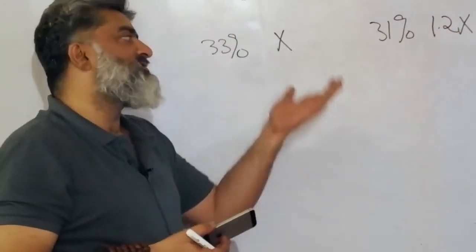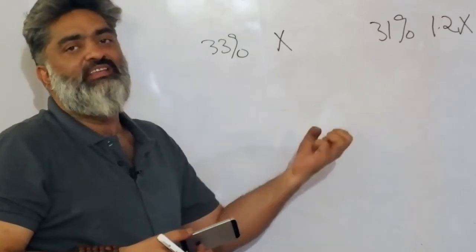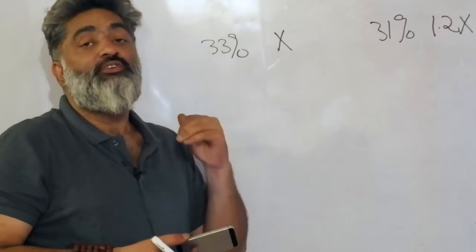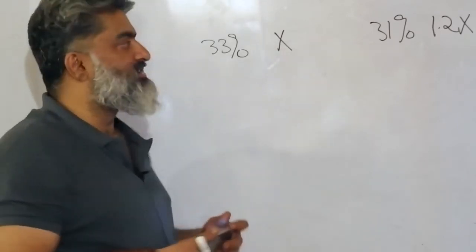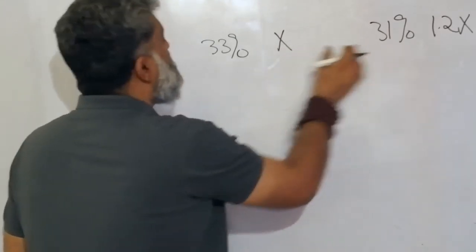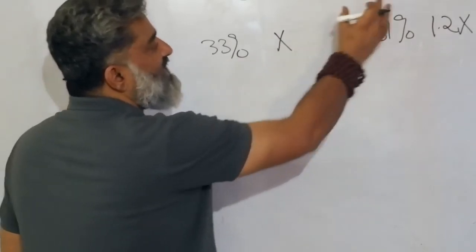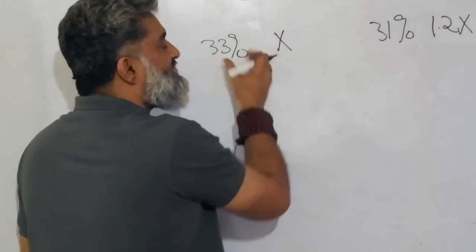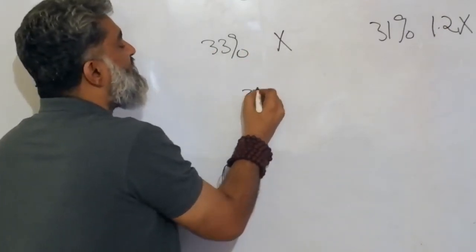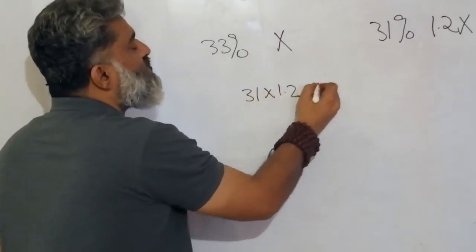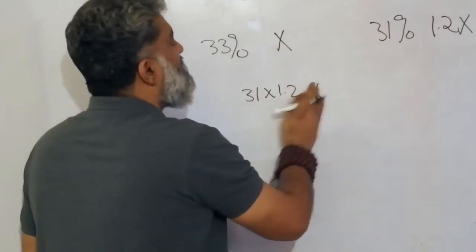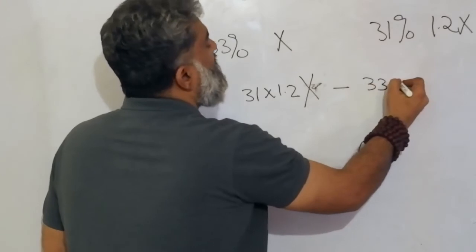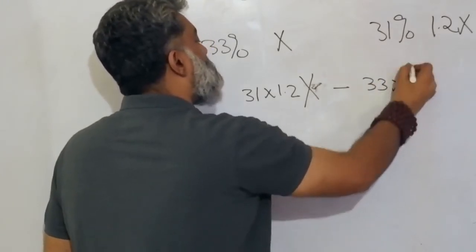Why am I doing this? Just to make my calculation slightly easier. Even working with the overall actual values is also fine if you are skilled or adept or comfortable with it as such, right? So what this now means is 33% is 33%, and remember this is likely going to be the bigger value, so this minus this. So what are you doing? You're saying 31 into 1.2 of X, percentage you can add later, minus 33 of X.